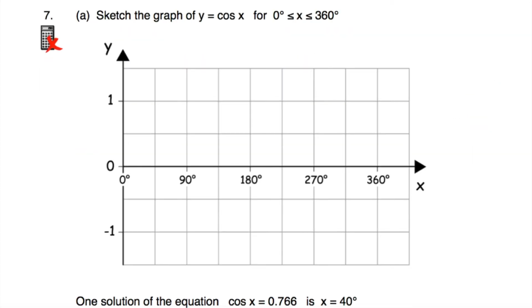Okay, so question number 7, part A, says sketch the graph of y equals cos x for x is bigger than or equal to 0 degrees but less than or equal to 360 degrees. So we want to sketch the cos graph, and we should know that already. So go through the points 0, 1; 90, 0; 180 degrees, negative 1; 270 degrees, 0; and 360 degrees, 1, and so on. Let's draw a curve the best we can. And that's my sketch of the graph y equals cos x between 0 and 360 degrees.